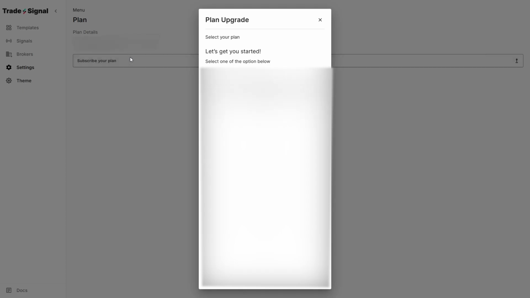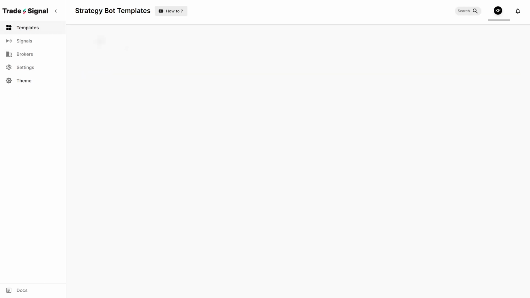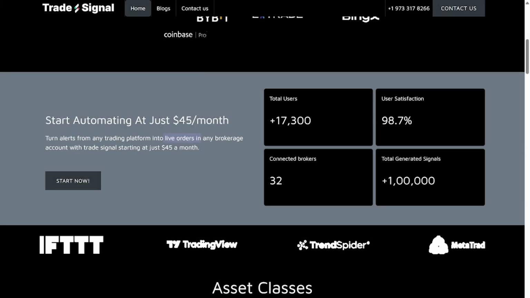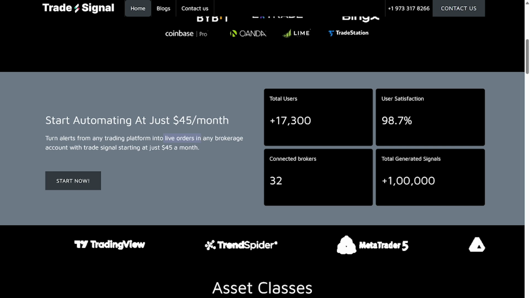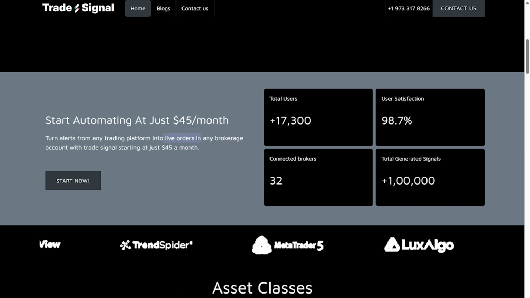Over here we are saying that it could be 100 or 200 strategies. It could be lakhs and lakhs of orders which are being placed automatically from your TradingView to your MT5 account at the cost of $45 a month. So I hope you understood the pricing, which is pretty simple.